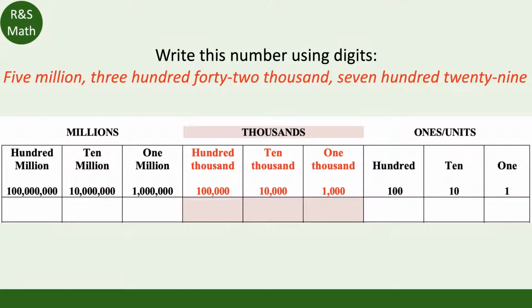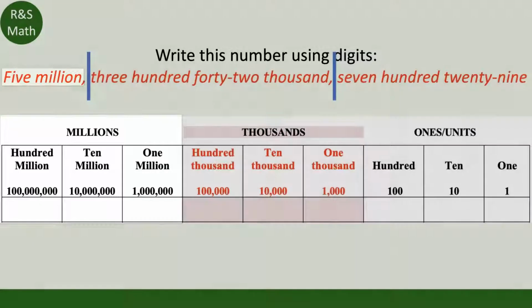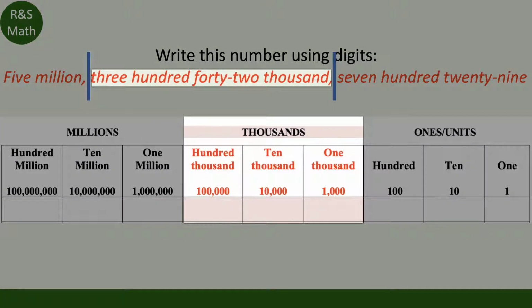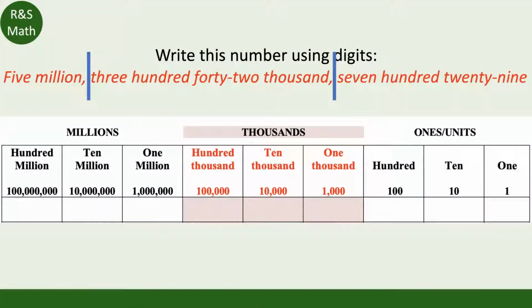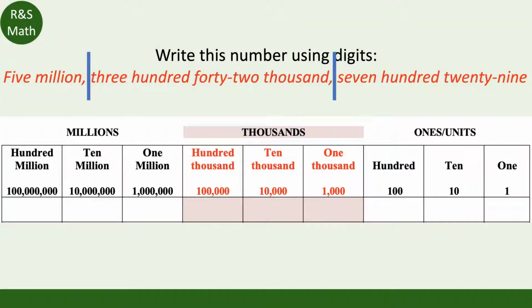Let's separate the word form of the number into 3 parts by drawing a vertical line after each group name. The first part tells us what digits belong in the millions group. The second part tells us what digits belong in the thousands group. And the third part tells us what digits belong in the ones or units group. We will also show the separators in the place value chart.